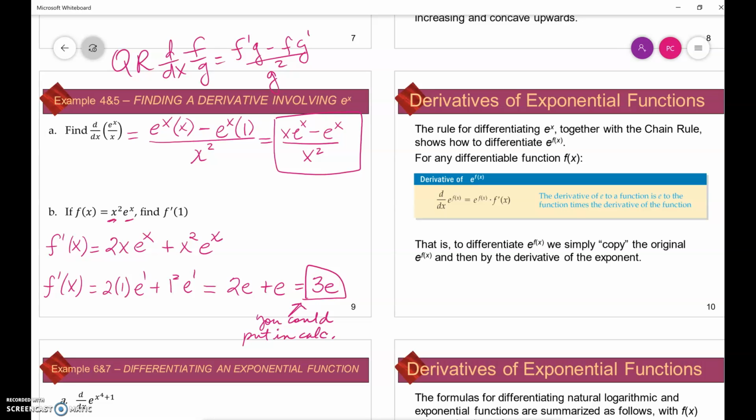Now, what if it's not plain x in the top of that exponent? What if it's something else? So again, this is going to be a chain rule. If you have the derivative of e to the f of x, so a function, that derivative with respect to x is e to the f of x, still the same thing, times the derivative of f of x. Okay, so it's a chain rule. We're going to write down the exact answer again and then tack on the derivative of that exponent.